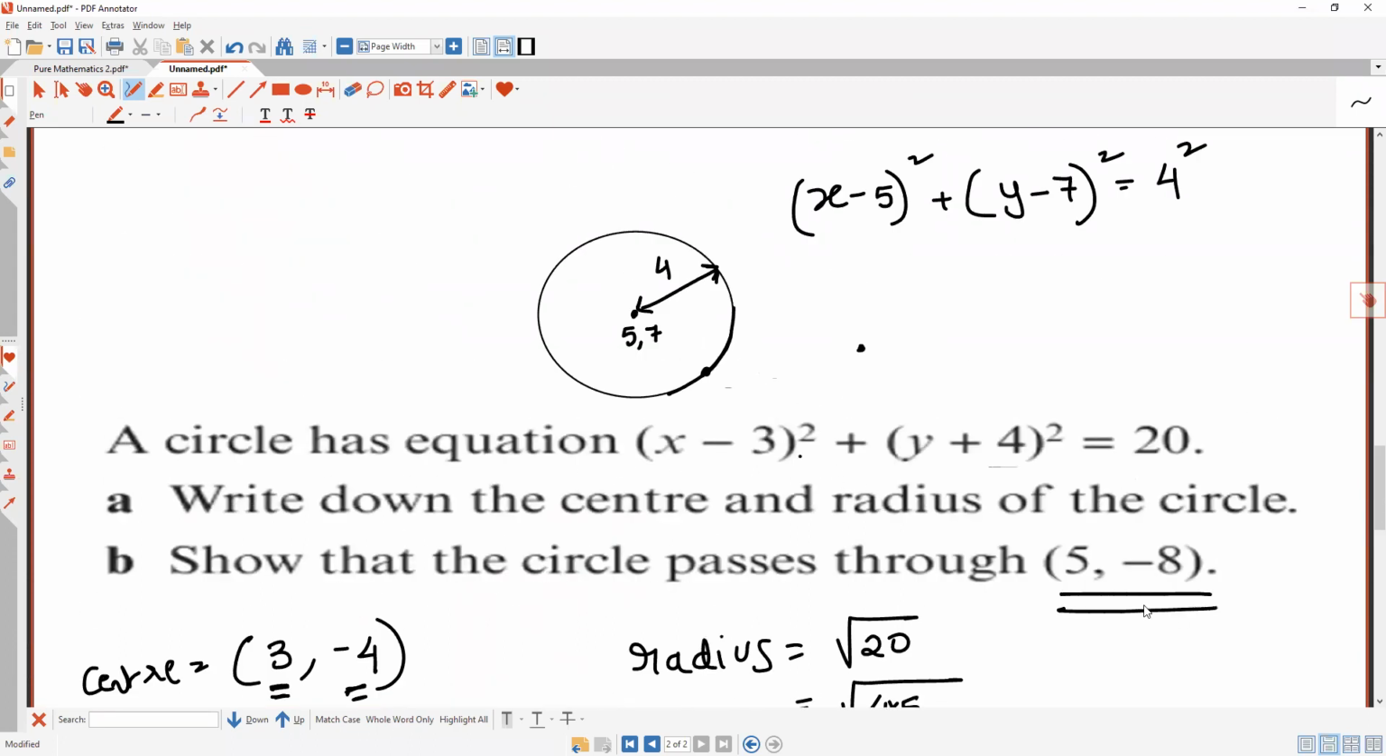That's what they said. Show that 5 comma minus 8 is where the circle is passing through. Yes, it is passing through. Understood? Because when you put 5, your answer minus 8 comes. So you guys all understood that if you substitute 5 and you get your answer minus 8, it is passing through. Fine then.